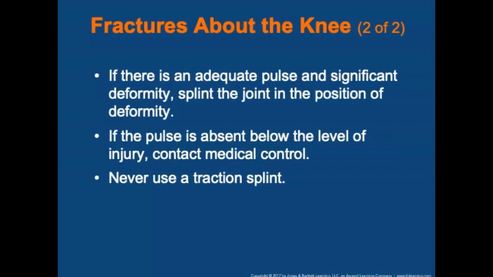If there is adequate pulse and significant deformity, splint the joint in the position of the deformity. If the pulse is absent below the level of the knee, suspect possible vascular or nerve damage and contact medical control. Never use a traction splint if you suspect a fractured knee.